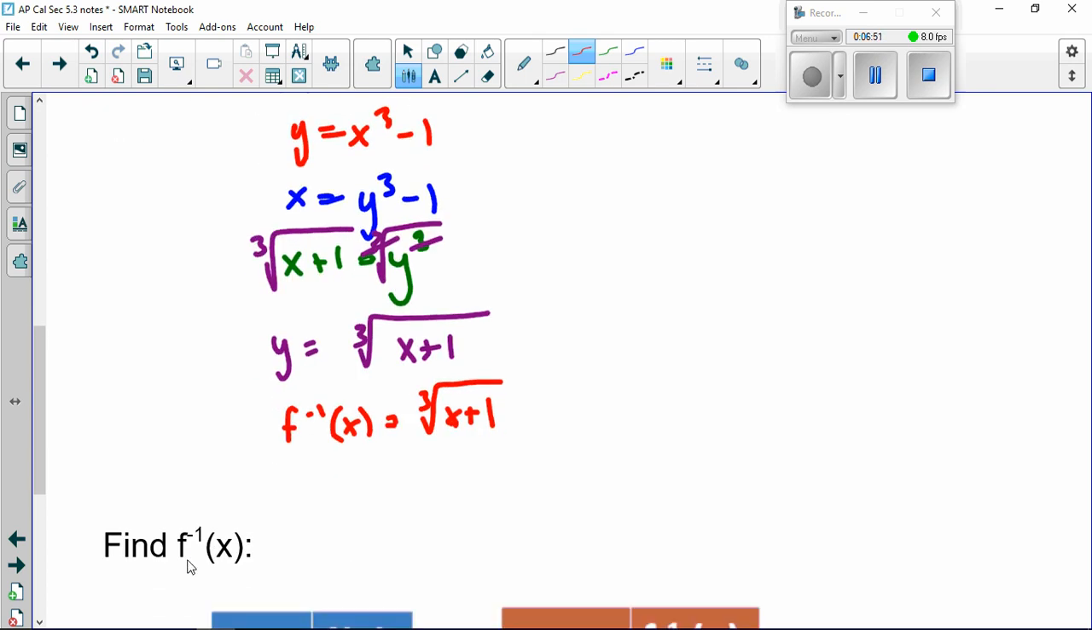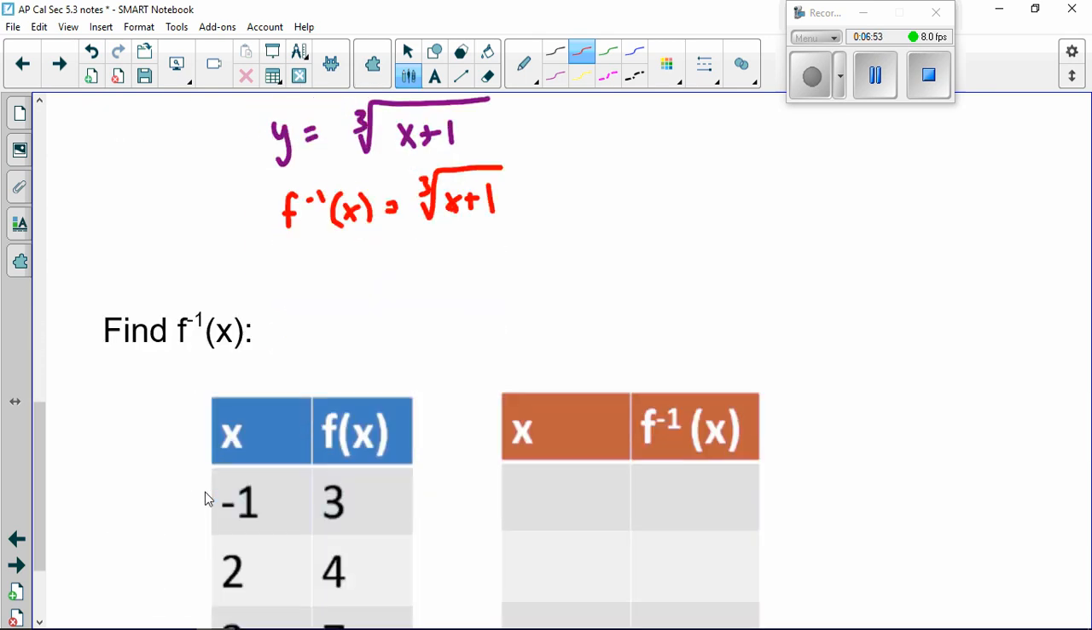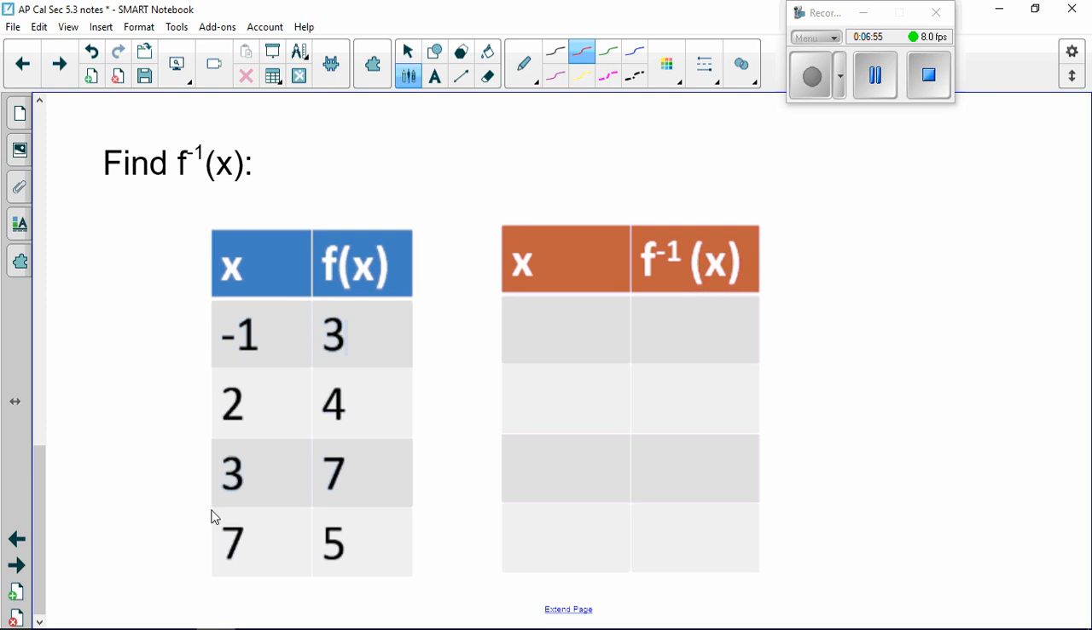Let's look at one more instance to find f inverse of x, but this time it's just a table. A lot of times the AP exam is just going to give you a table, and that's what you're going to use. So this first one is x values of -1, 2, 3, and 7, and f of x values of 3, 4, 7, and 5.